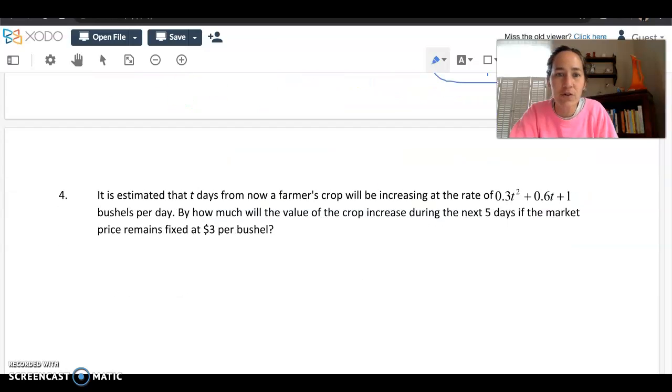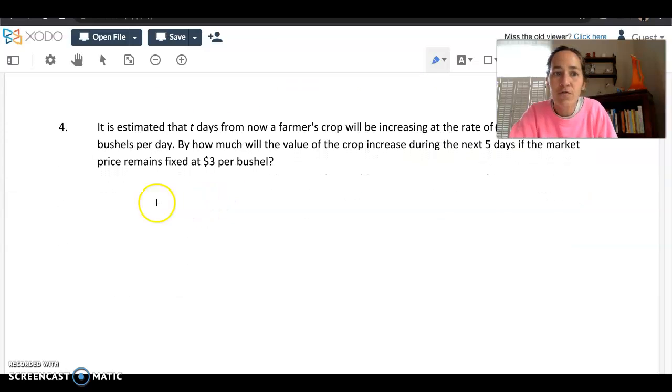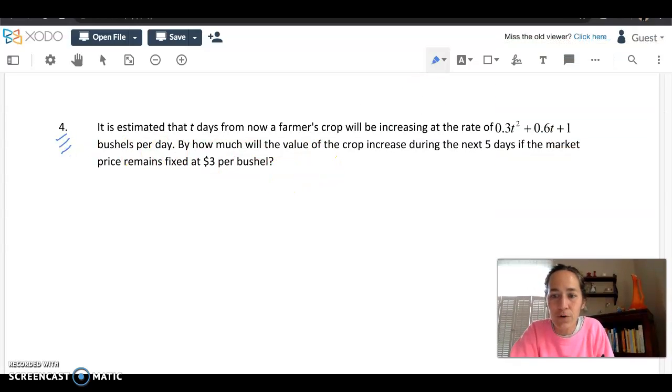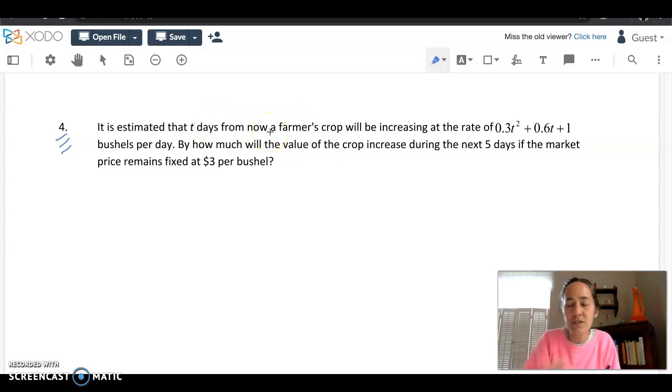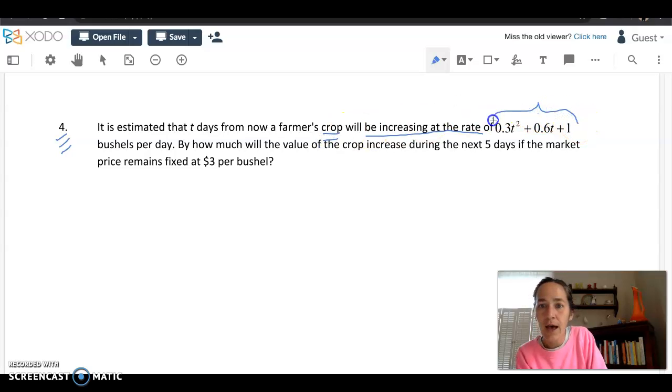I just want to give you a little pieces of advice so you can start them on your own. Number 4, you're going to be able to handle. It's not too bad. There's one added dynamic to 4, and it says something about the amount of bushels in a crop, and then also they're mixing in how much will the value change. The first sentence says it's estimated that t days from now, a farmer's crop will be increasing at the rate of, so the crop is going to increase at this rate. For a number of bushels, I called it B of t. So this would be B prime of t, the rate of change in the amount of bushels of the crop that are going to be produced.